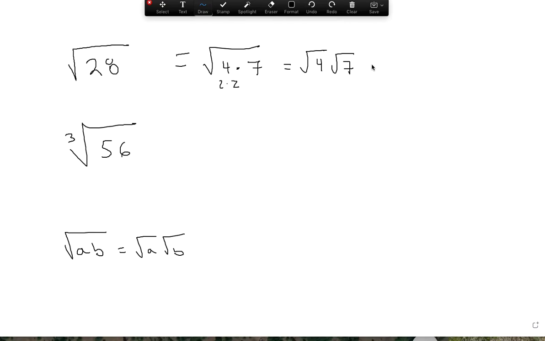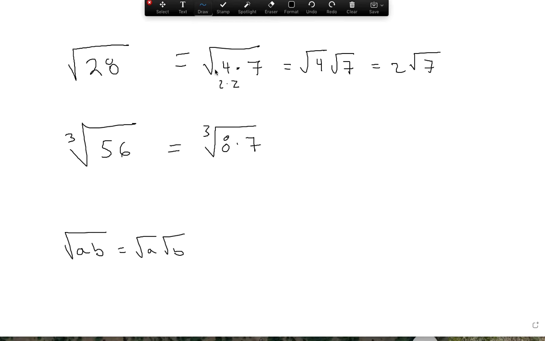And then square root of 4 equals 2, because when I take the square root of a pair of something, 1 comes out. I get this 2, and then root 7. So cube root's going to work the same way. But here, I'm going to think of this as cube root of 8 times 7.